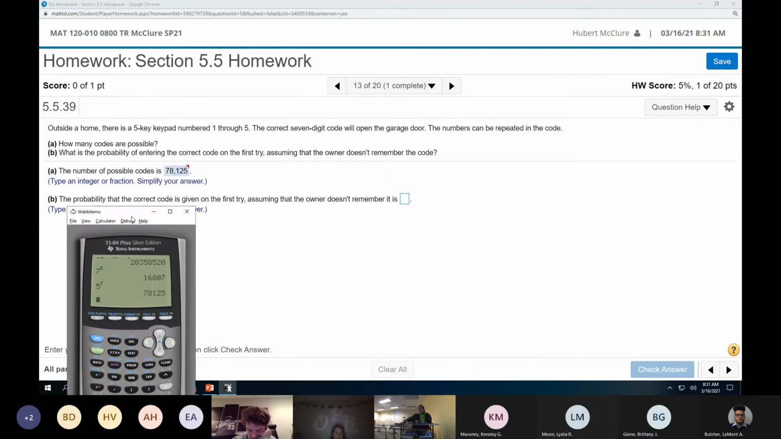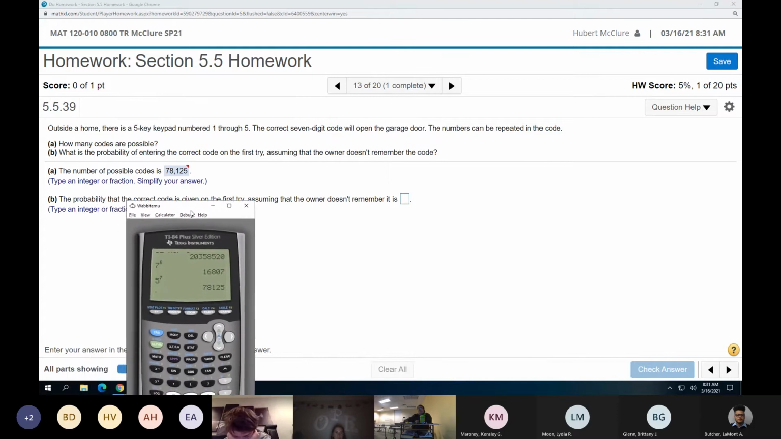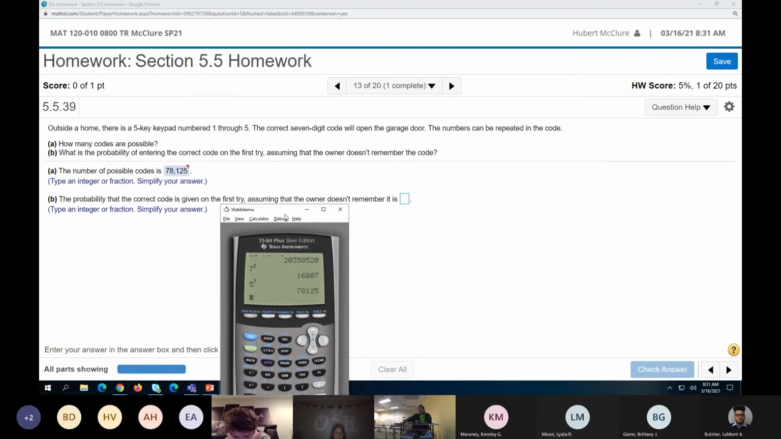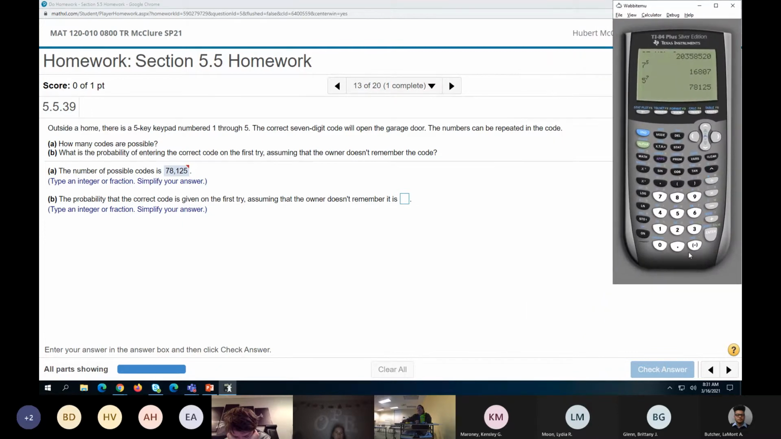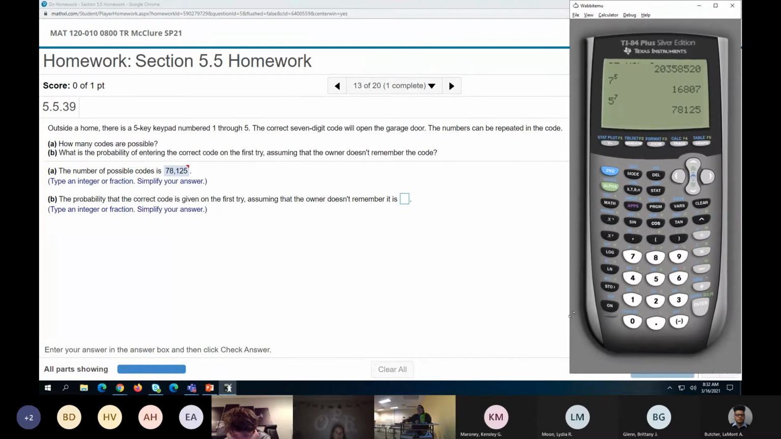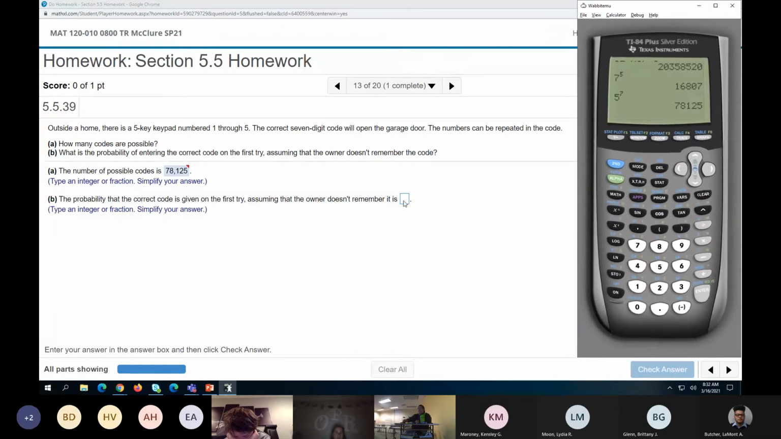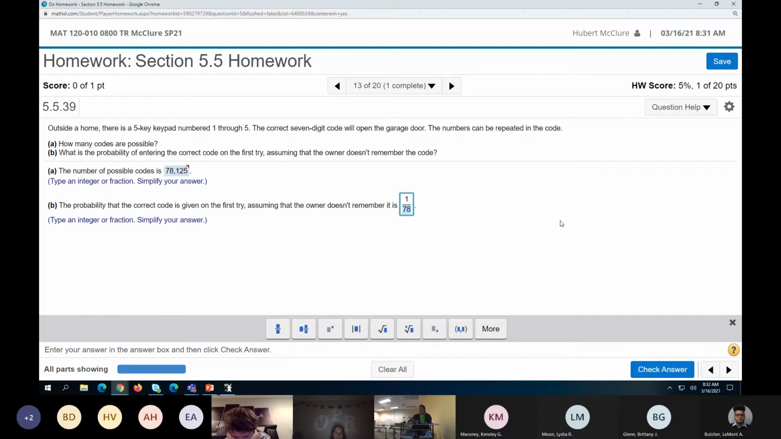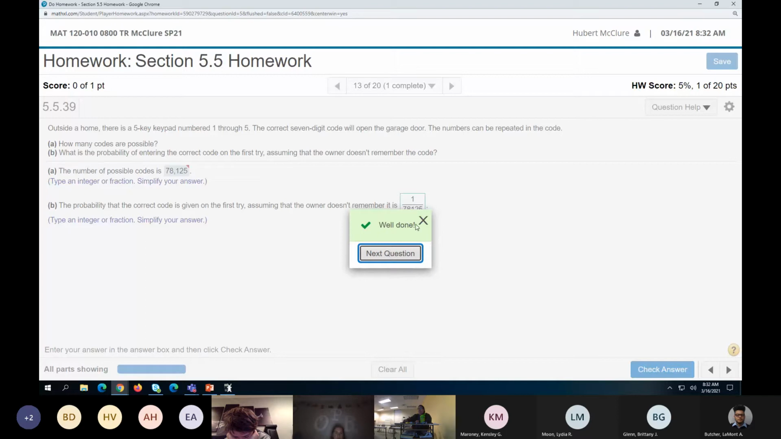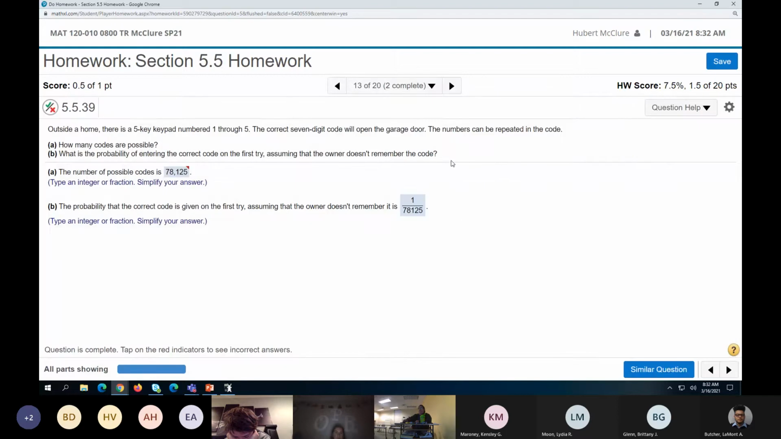Now, the probability that the correct code is given on the first try, that's not going to happen. Because that'd be 1 over 7825, would it not? Or something like that. I guess 1 over what? 78 what? 125. Yeah, that's not going to happen.